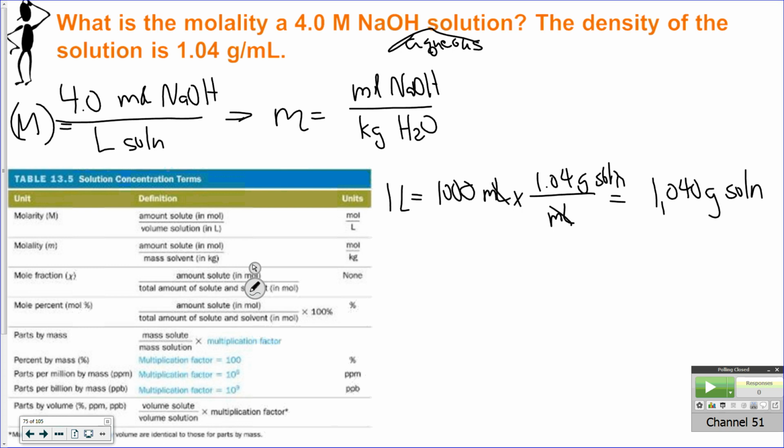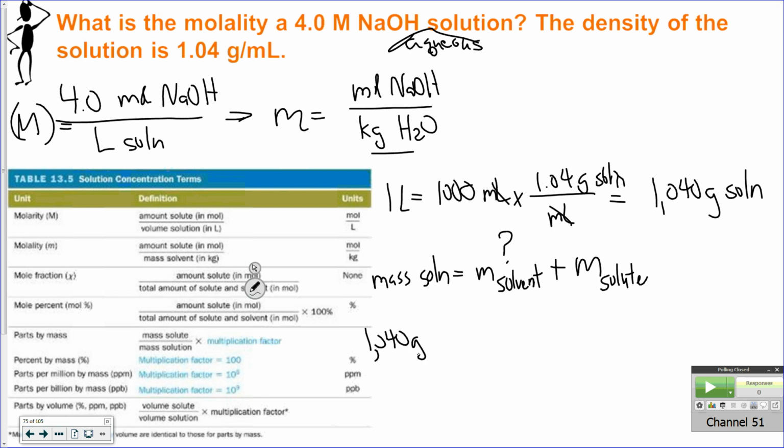But what I need is not the weight of the solution. I need the weight of the solvent, which is just the water. Okay, so per that liter, the mass of the solution is equal to the mass of the solvent plus the mass of the solute. And this is the one that I'm looking for. So I know the mass of the solution is 1,040 grams. So what I need to do is find out how much solute is in that 1 liter. Just take the molar mass.